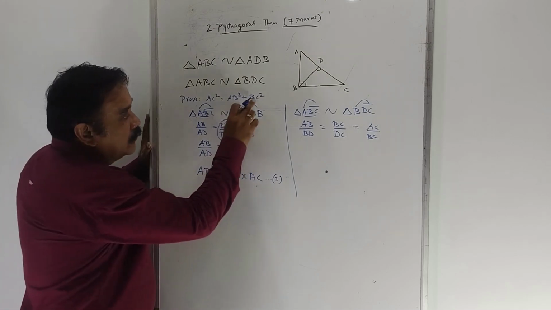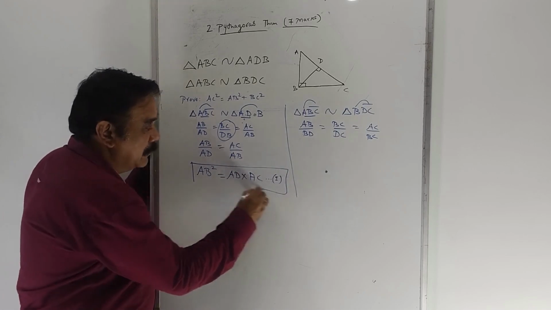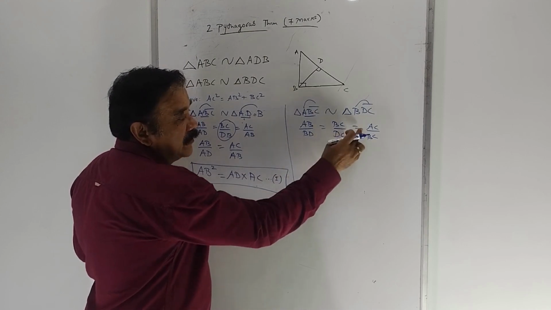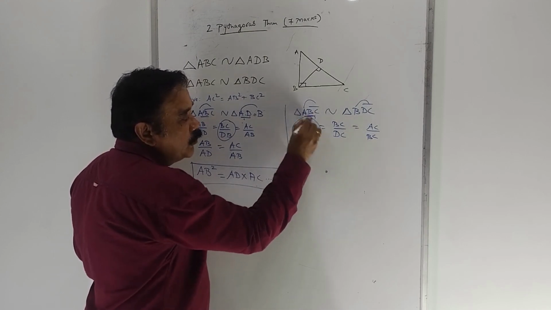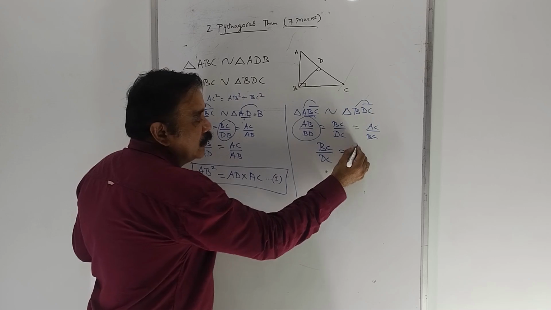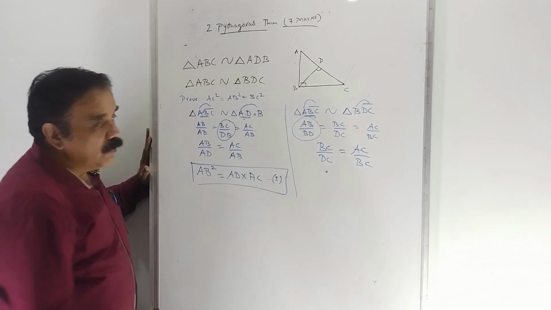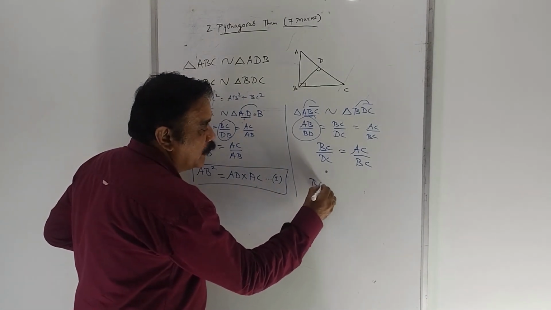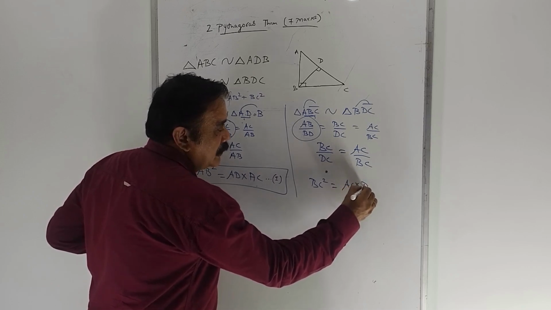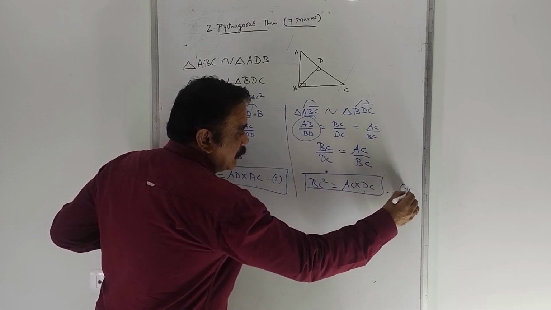Now what do you want? The second part, you see here. What do I want? I want BC square. First I wanted AB square, that I got. Now I want BC square. Where will I get BC square? Will I get it here? So now AB upon BD is of no use. I will take this ratio. BC upon DC is equal to AC upon BC. Got it? Now when you cross multiply, what will I get here? BC square is equal to AC into DC. Understood? This is the second statement. Correct?